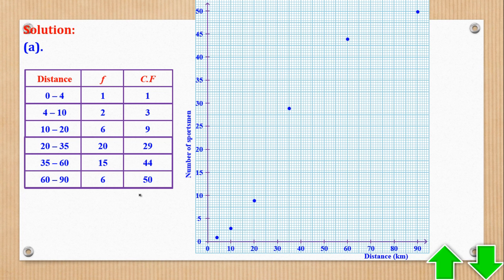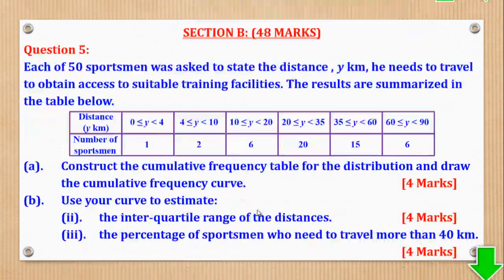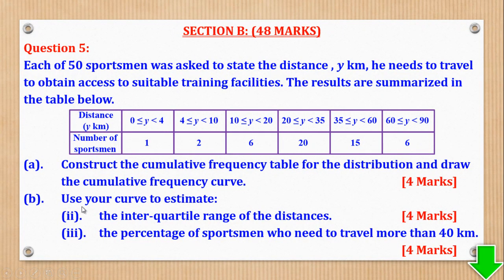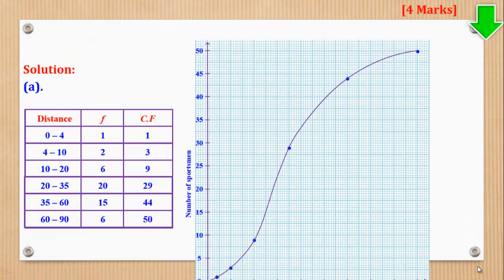Okay, so now let us draw a reasonably smooth curve through all the points. So that is the cumulative frequency curve they wanted. Now let's look at part B. Part B, they want you to use your curve to estimate the interquartile range and also the percentage of sportsmen who need to travel more than 40 kilometers. So let's first get this interquartile range.